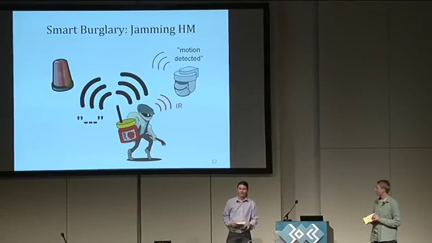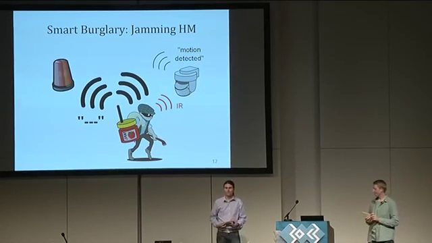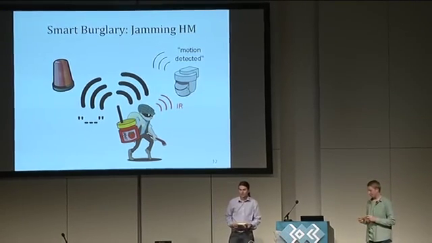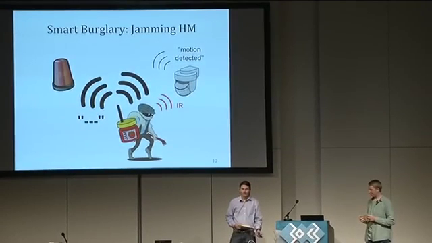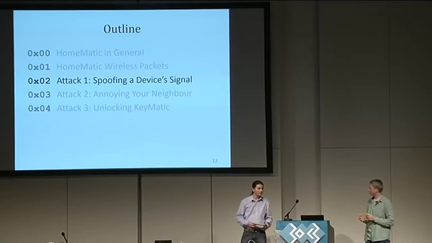Before showing our first attack, I'd like to mention the most simple attack. The most simple attack is a burglar who wears a jammer device which jams the air traffic. That means it sends a carrier louder than the motion sensor so that the alarm system cannot hear the motion detected packet from the motion detector. So now let's start our first attack.